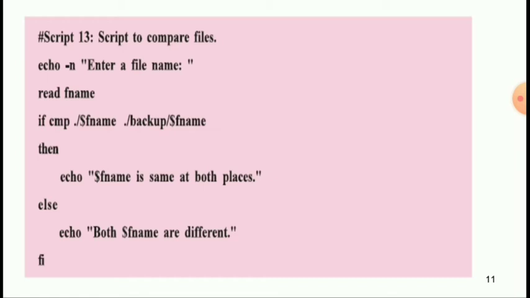The script when executed compares both the files using the cmp command. cmp means compare command. Based on the output of the cmp command, it then displays an appropriate message. Okay, so first is a comment line as script 13, script to compare a file, echo and enter a file name. So the user enters the name, the variable is fname, the value is stored in fname. So read fname.